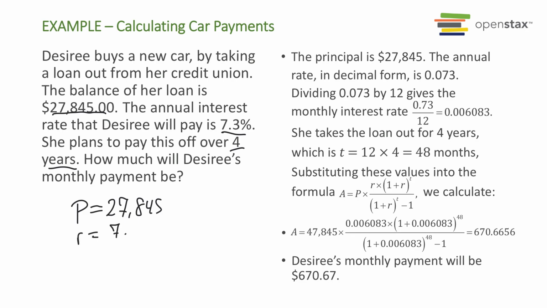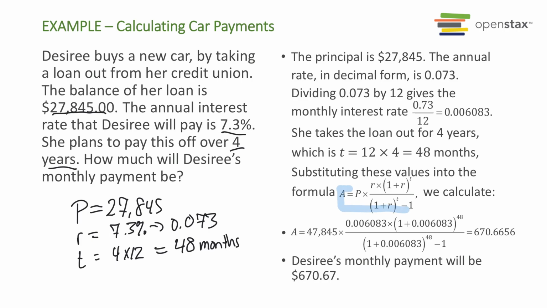R is going to be 7.3%, which we're going to convert to 0.073. And T is going to be 4 times 12, because remember, we're talking about monthly. So that's going to be 48 months. So using all of that information, we're going to plug that into our formula, which I'm highlighting here on the screen.